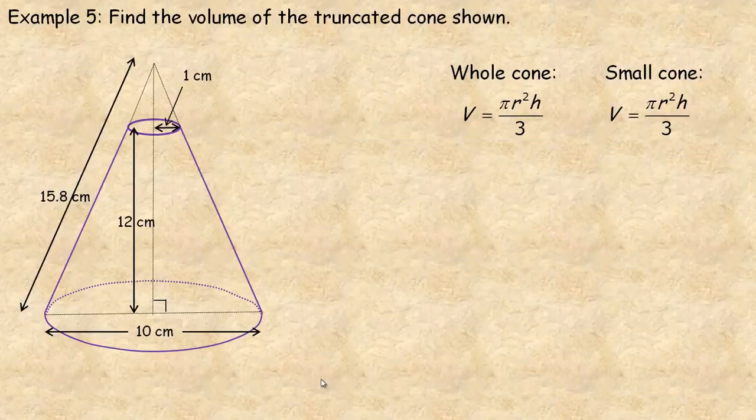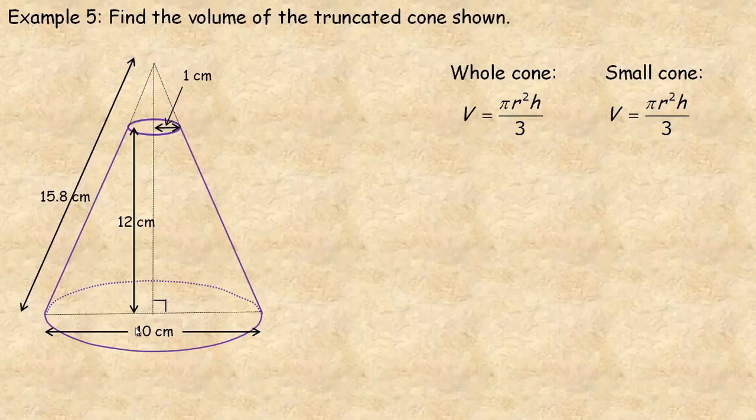And this last one, we're asked to find the volume of this, and it's called a truncated cone. A truncated cone is when you cut the end off. So this is the part that's been cut off. So we're trying to find the volume of this part right here. So it's really a big cone that has had a small cone removed from the end.